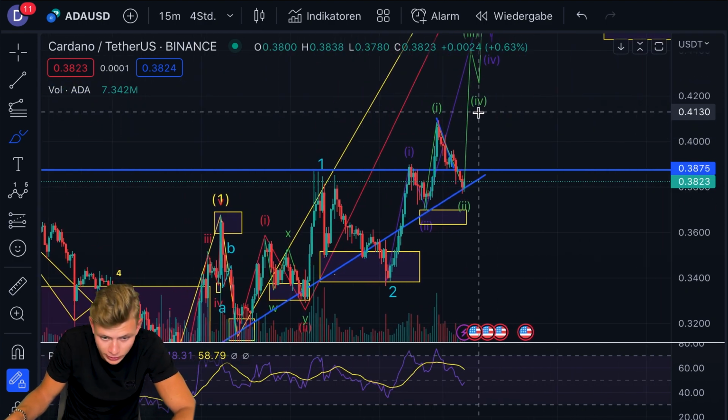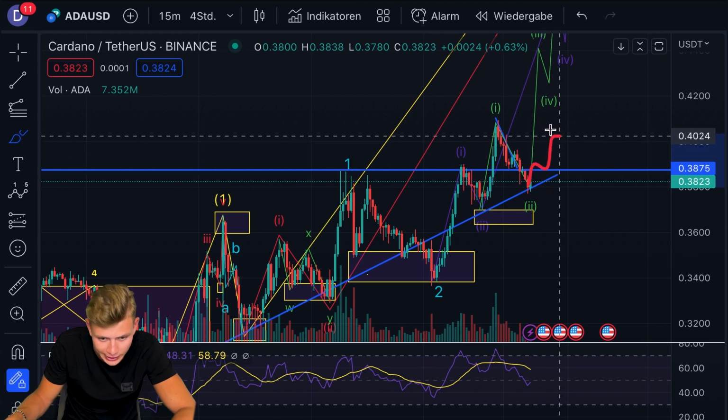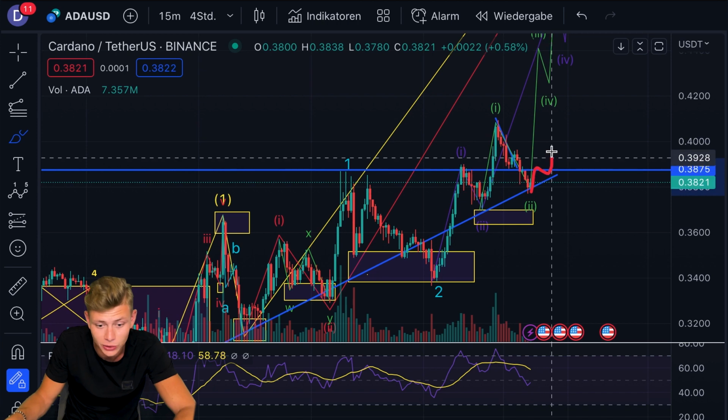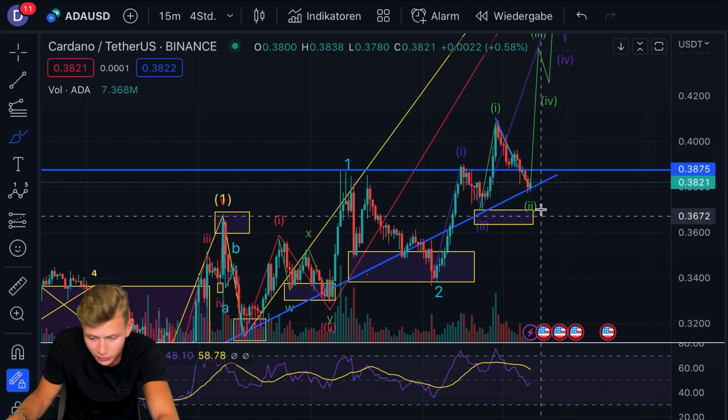This is the make or break point we need to take care of. This is the point where the scenario will be chosen, and I'm watching very carefully what will happen here at the 40 US dollar cent level. I expect us at least to come up here in a 3-wave move, and if we get rejected from there, we should break down.